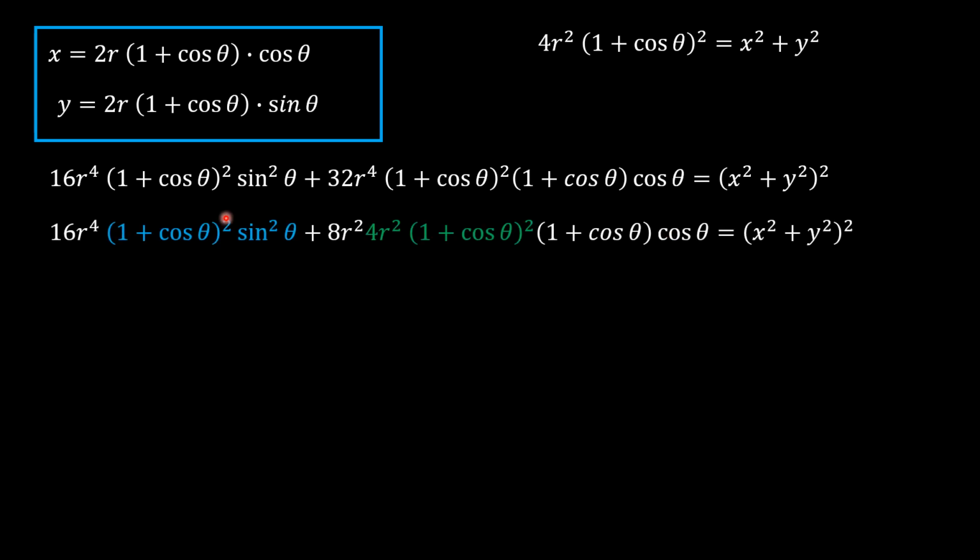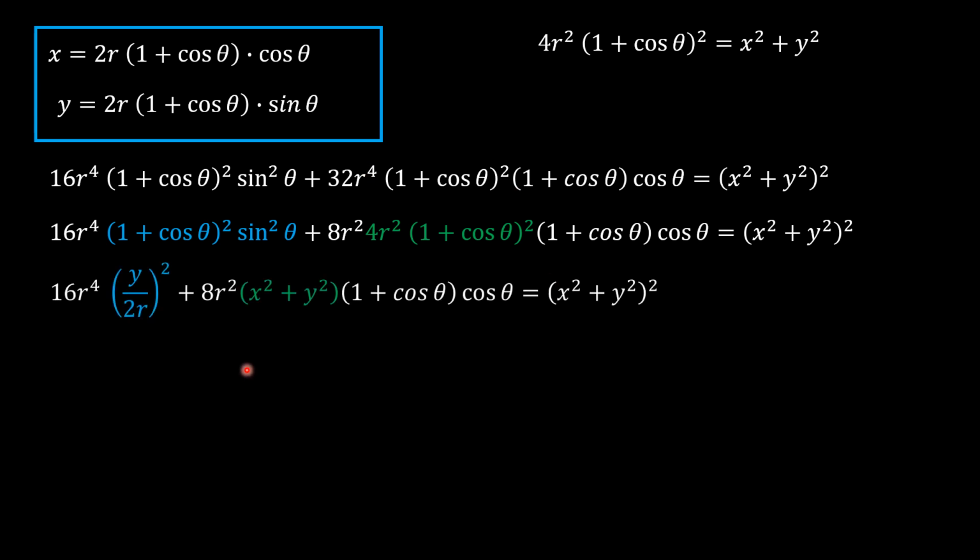So let's look at the blue. The blue here can be looked at as the y side squared over 2r squared, which is 4r squared. And then the green part here can be looked at as simply x squared. So let's go and plug that in.